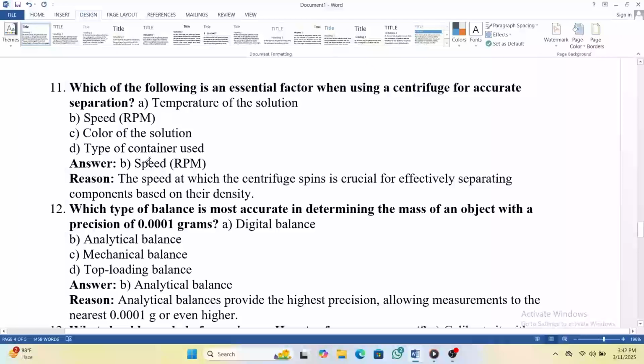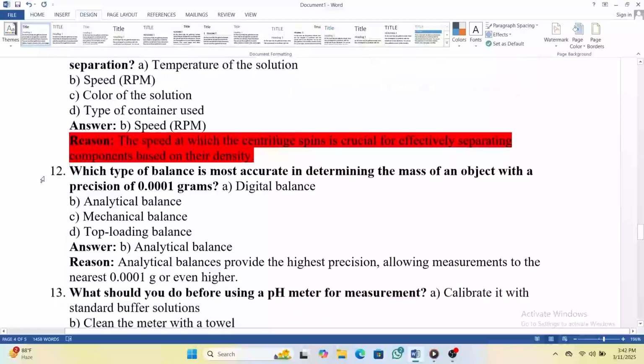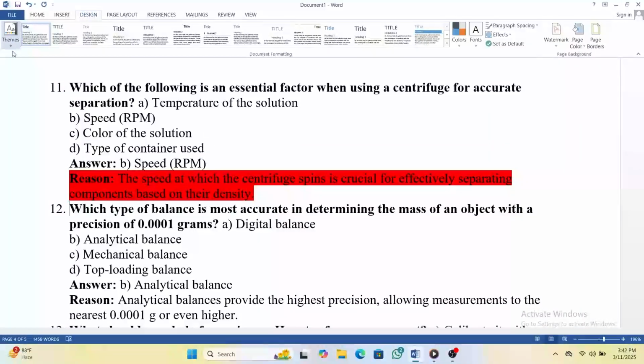General questions. 11. Which of the following is an essential factor when using a centrifuge for accurate separation? A. Temperature of the solution. B. Speed, RPM. C. Color of the solution. D. Type of container used. Answer: B. Speed, RPM. Reason: the speed at which the centrifuge spins is crucial for effectively separating components based on their density.